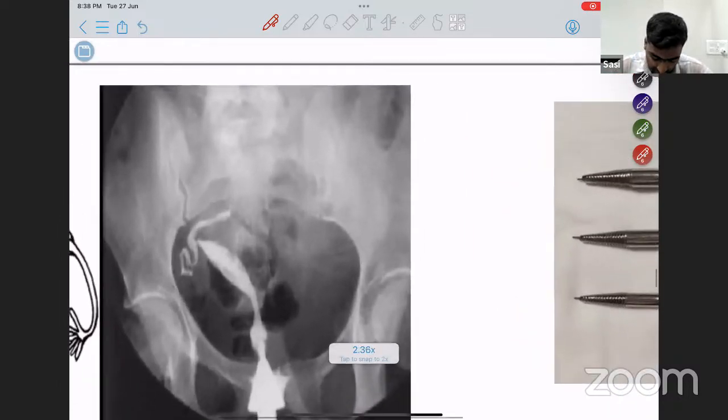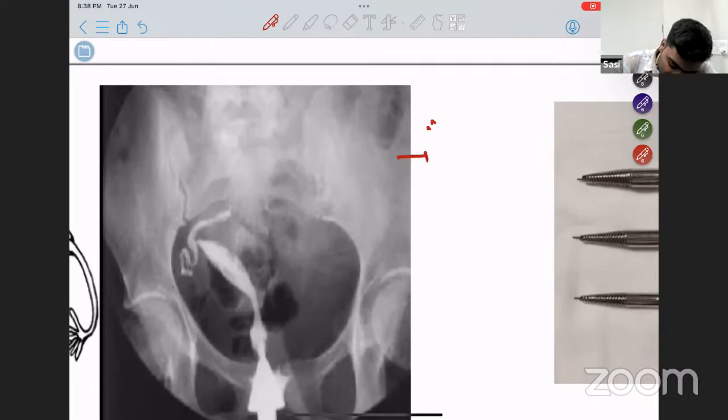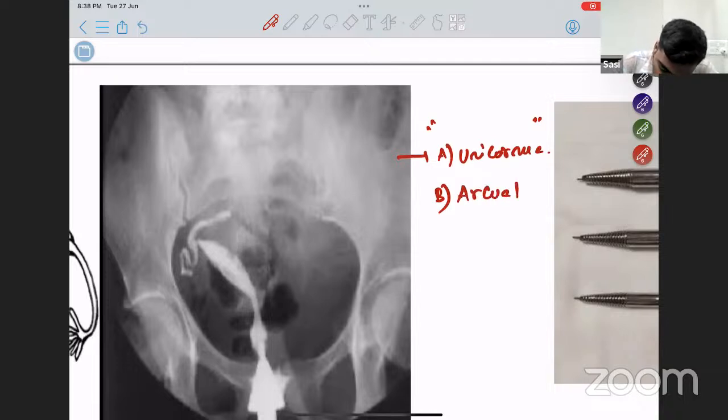Let me ask you a question. This HSG image is suggestive of what? Option A. It is suggestive of unicornate uterus. Option B. It is suggestive of arcuate uterus. What do you think? Answer in the comment box.